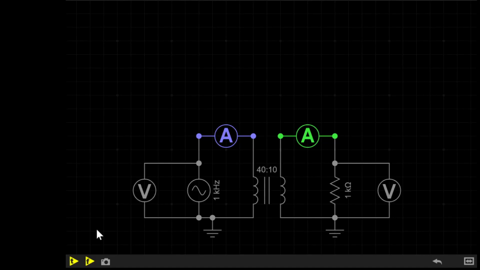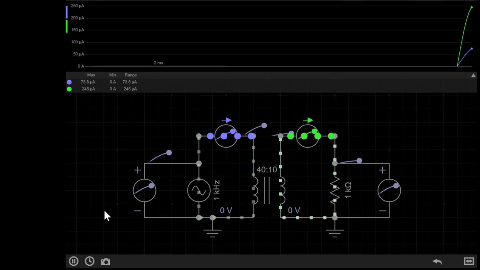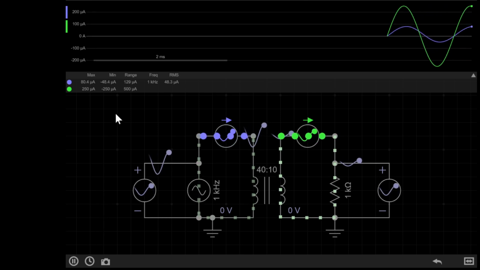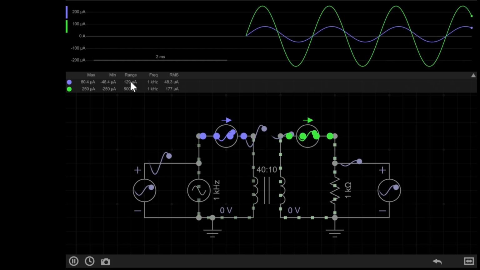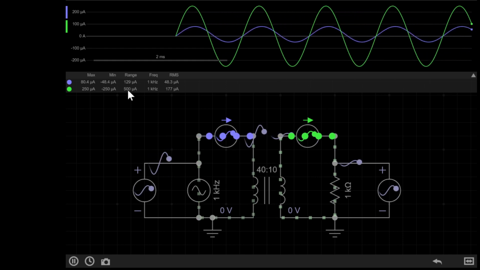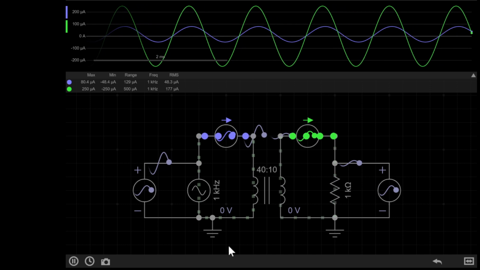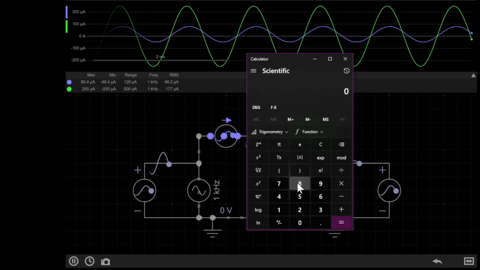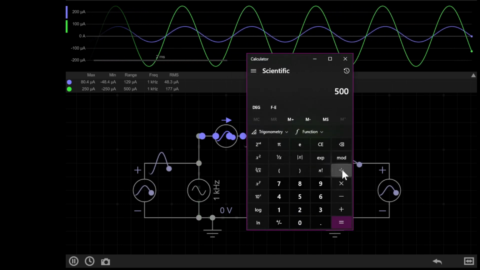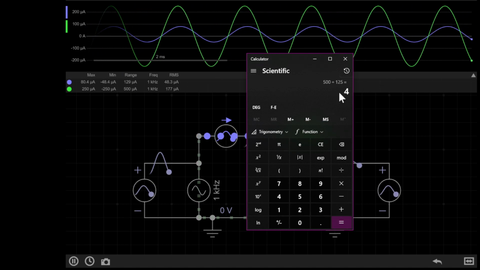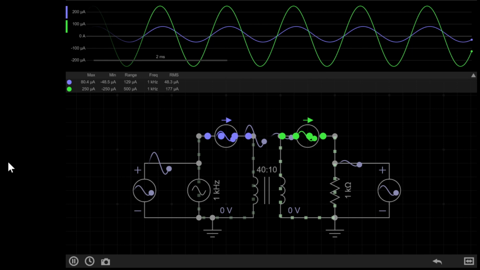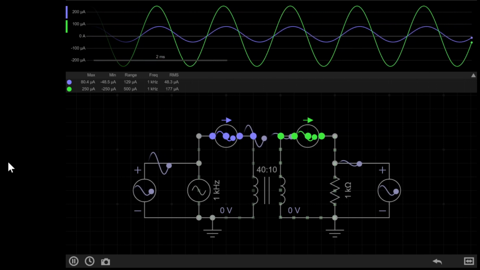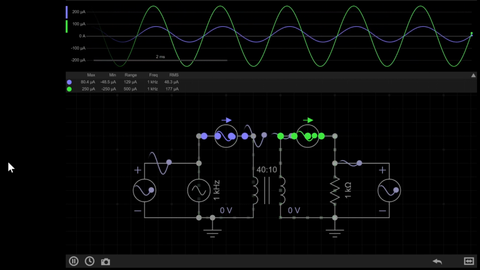Looking back at our circuit, if we add ammeters, one on the primary and one on the secondary, and then simulate the circuit, you can see on the primary we have approximately 125 microamps, and on the secondary approximately 500 microamps. So if we now do 500 divided by 125, we get 4, our turns ratio. Perfect.